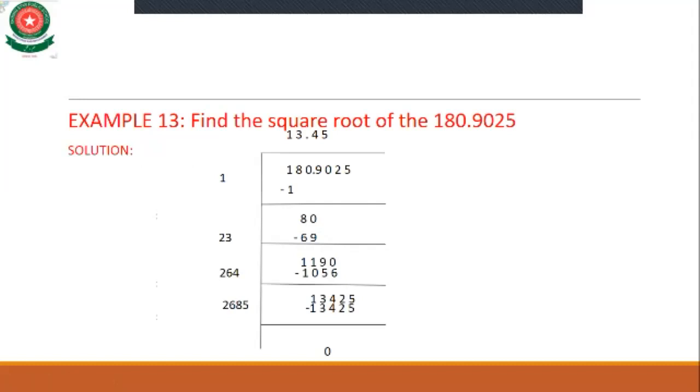Now, example 13 is to find the square root of 180.9025 by using the division method.